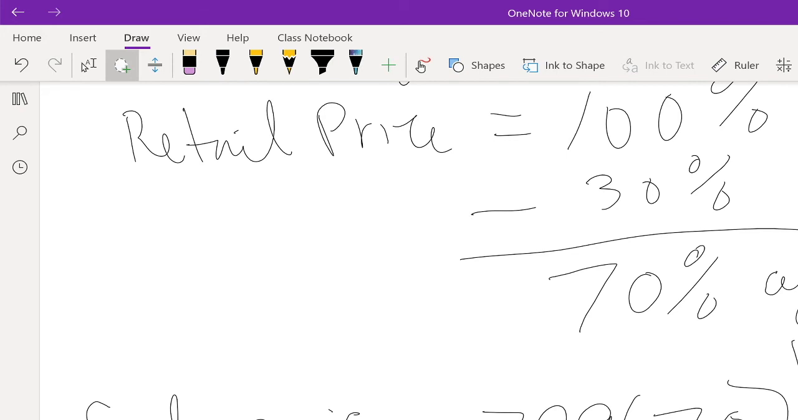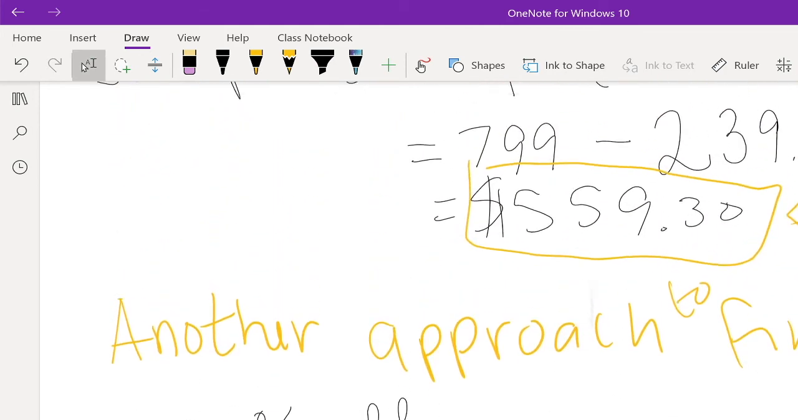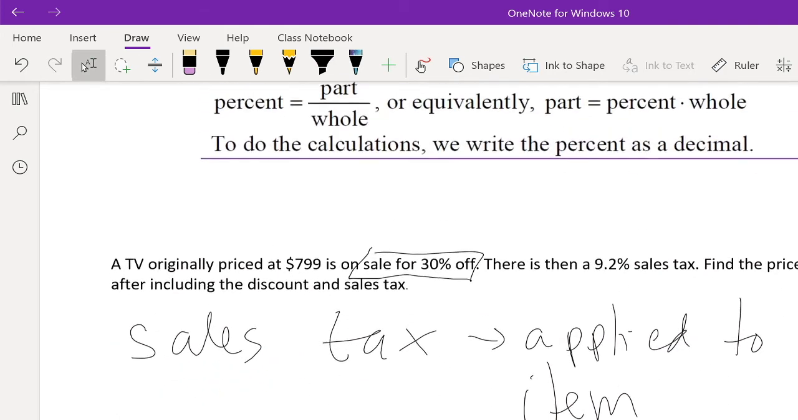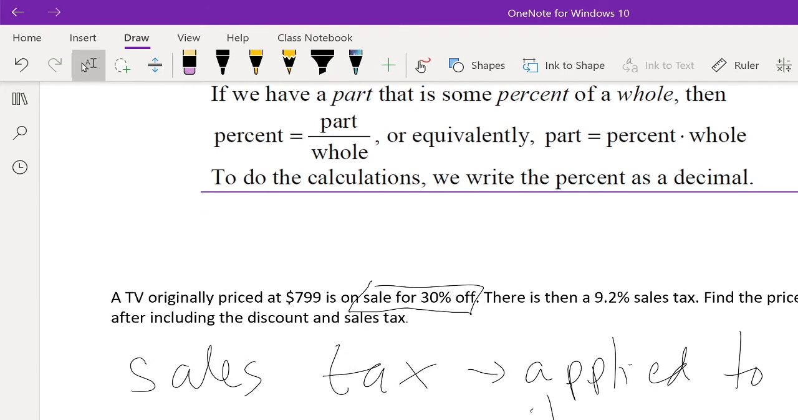Okay, so we've calculated the sale price, but let me scroll up real quick. That was not what the problem was asking. It's part of it. It says find the price after including the discount and the sales tax. So now we figured out how much we're going to pay for the TV. We go to the register, they ring us up. How much is the person behind the cash register going to tell us that we owe for this TV? So that is our next calculation.